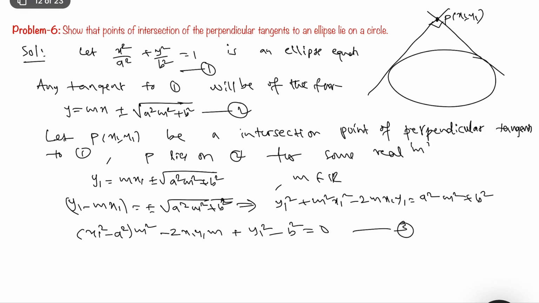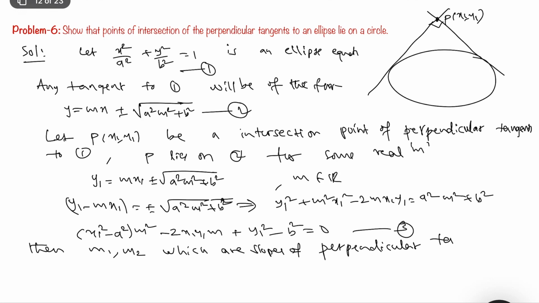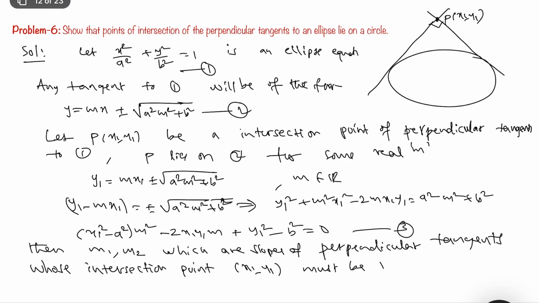So here m1, m2, which are slopes of the perpendicular tangents whose intersection point is (x1, y1), must be roots of this quadratic equation 3.